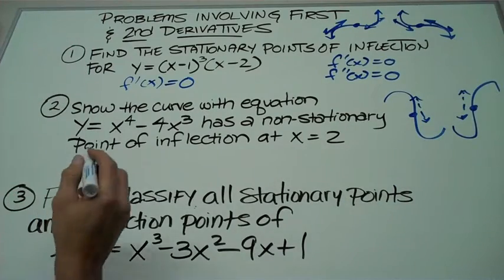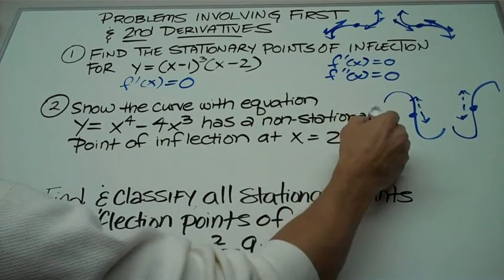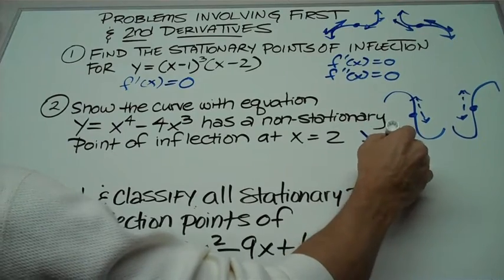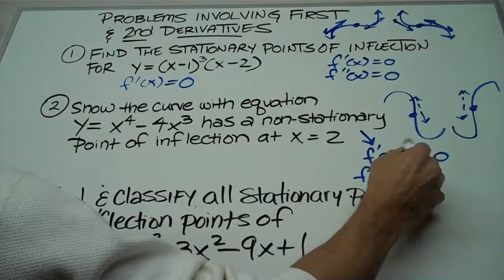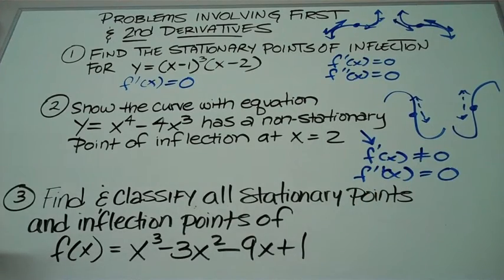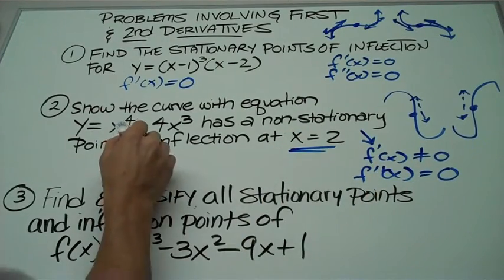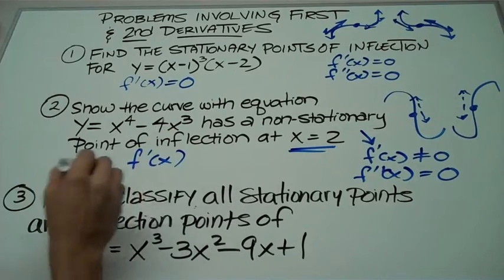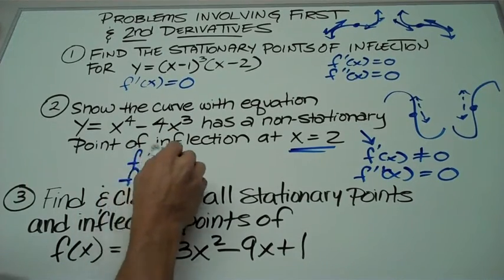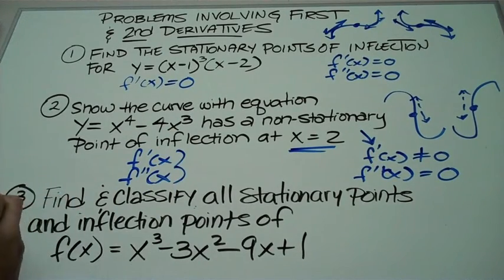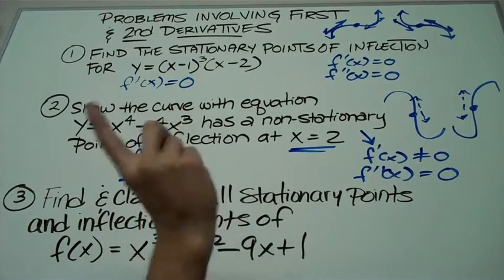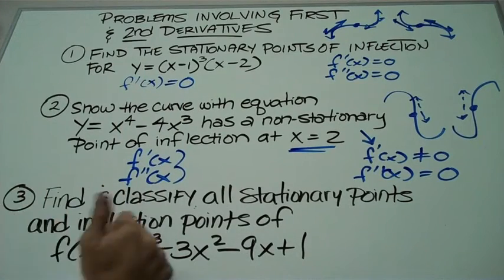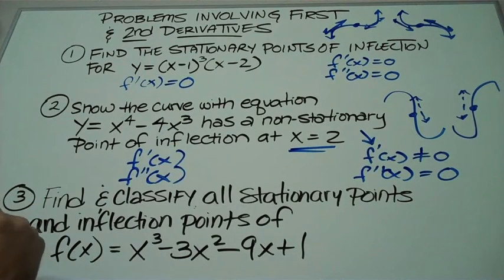Well, what does that mean? I have to know for non-stationary points of inflection right away that f dash of x clearly is not 0, but f double dash of x is equal to 0. So I have to investigate first what is f dash of x, and then I'd have to find f double dash of x. That's a great way to start this problem. Find both the first and the second derivative, and show that at x equals 2, the first derivative is not equal to 0, but the second derivative is equal to 0 at x equals 2.